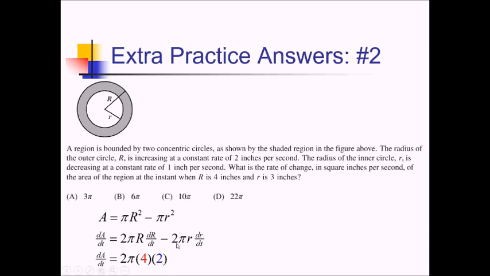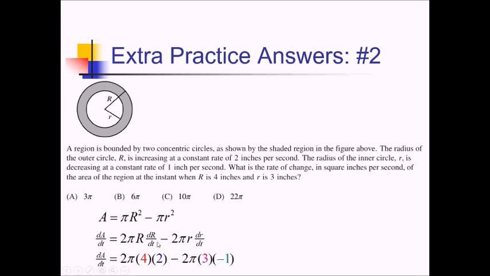Now we're going to subtract 2 pi times little r, which they told us was 3. And what's d little r over dt? Well, now they said the radius of the inner circle is decreasing at a constant rate of 1 inch per second. So that's actually going to be a negative 1.